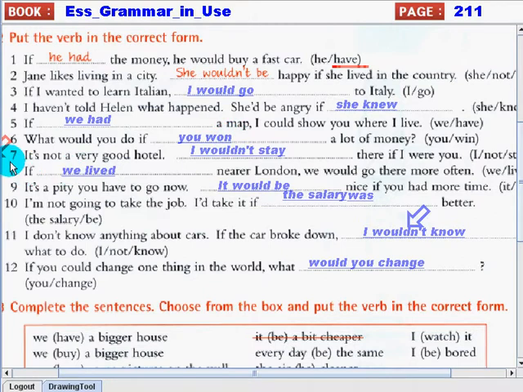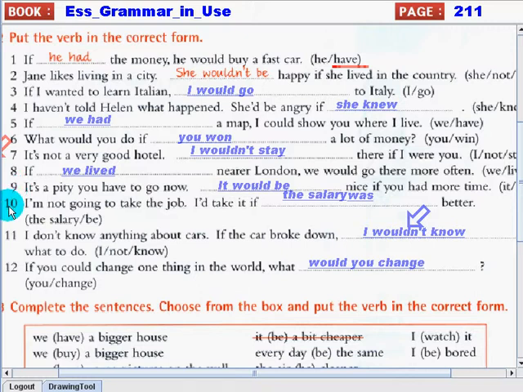And number 7. It's not a very good hotel. I wouldn't stay there if I were you. Okay? Again, I wouldn't stay there if I were you. Number 8. If we lived near London, we would go there more often. Number 9. It's a pity you have to go now. It would be nice if you had more time.